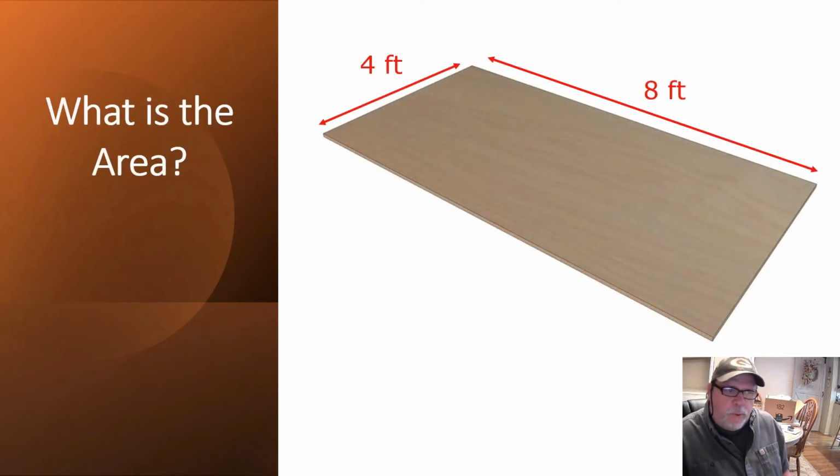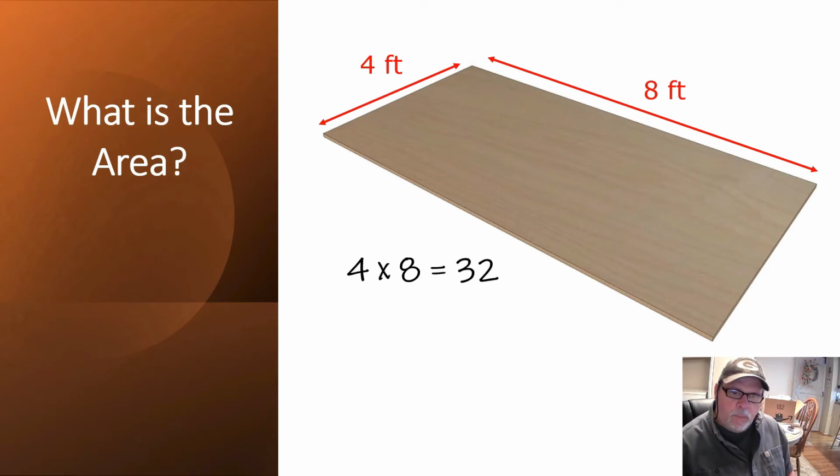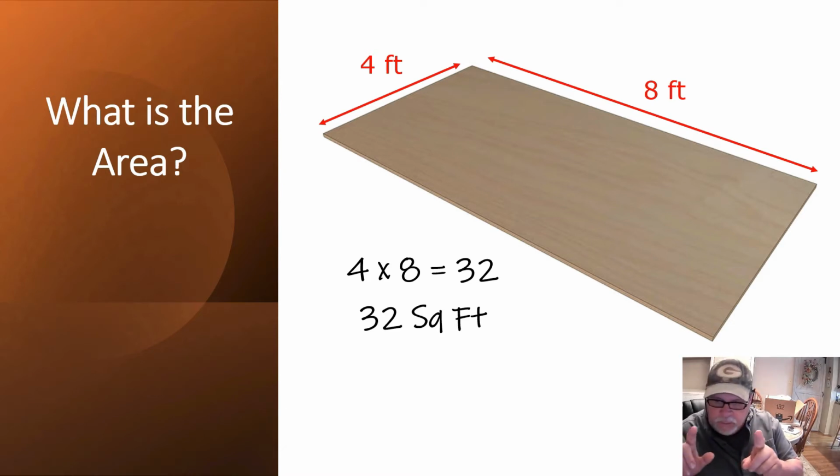Here's a sheet of plywood. What's the area? 4 times 8. And that equals 32. So what would you call it? The size is 32 square feet. If you took a square foot box, 1 square foot box, and laid them on top of it, it'd take 32 of them to cover it up.